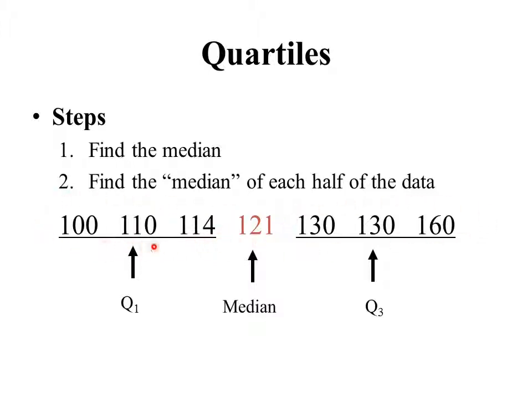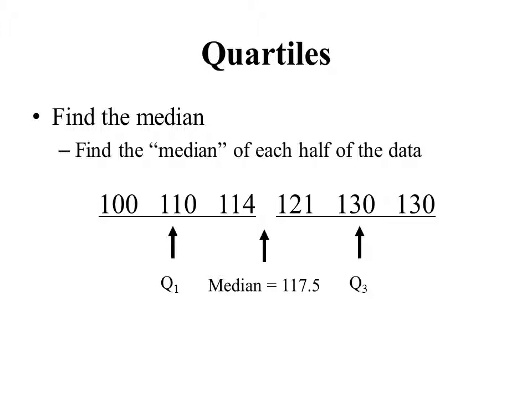Now the median of this half is, we've got 3 data values, so we're going to take the one right in the middle. So that'll be our first quartile. Second half of our data also has 3 data values, so we're going to take the one right in the middle, and that'll be our third quartile. So the first quartile of 110 means that about 25% of our data values are less than 110. Third quartile of 130 means that about 75% of our data values are less than 130.